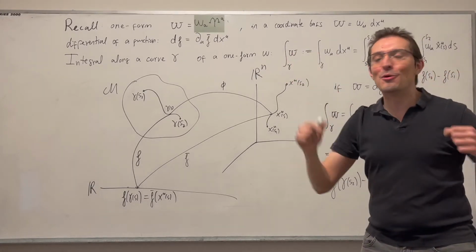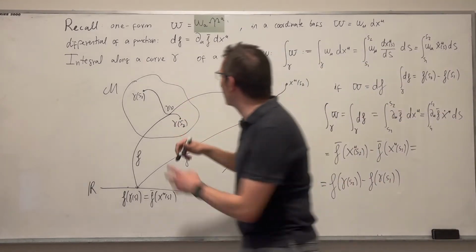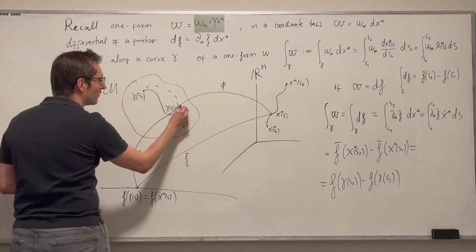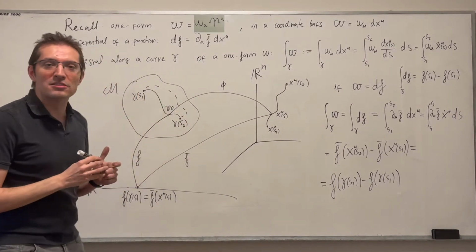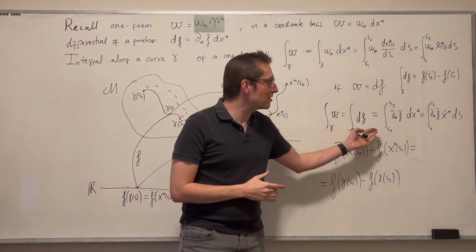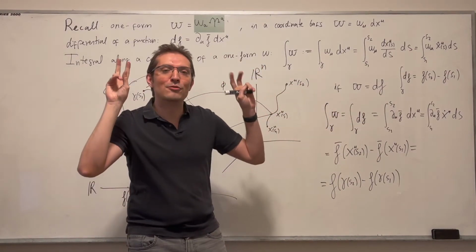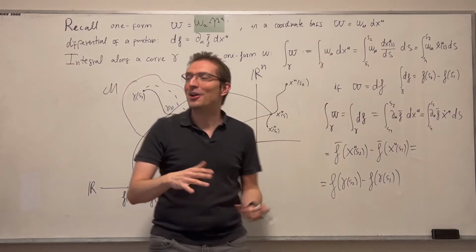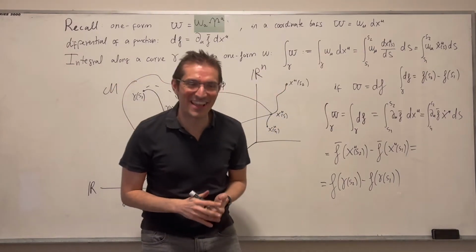It only, no matter what path I follow, that curve or another curve, if I go through another curve, gamma prime, I'm going to get the same result if I start and end at the same points, because it's the differential of a function. And we recover something like the fundamental theorem of calculus, differentiable manifold version.